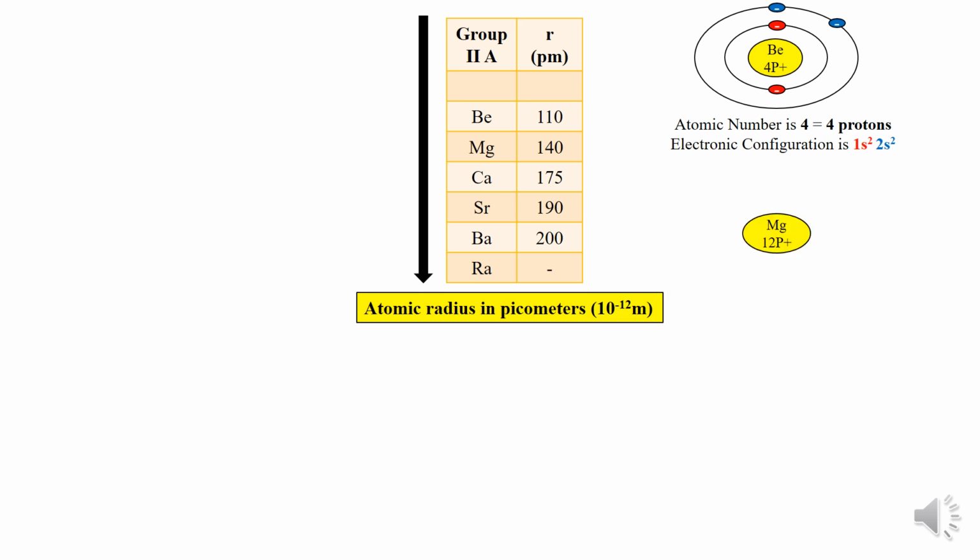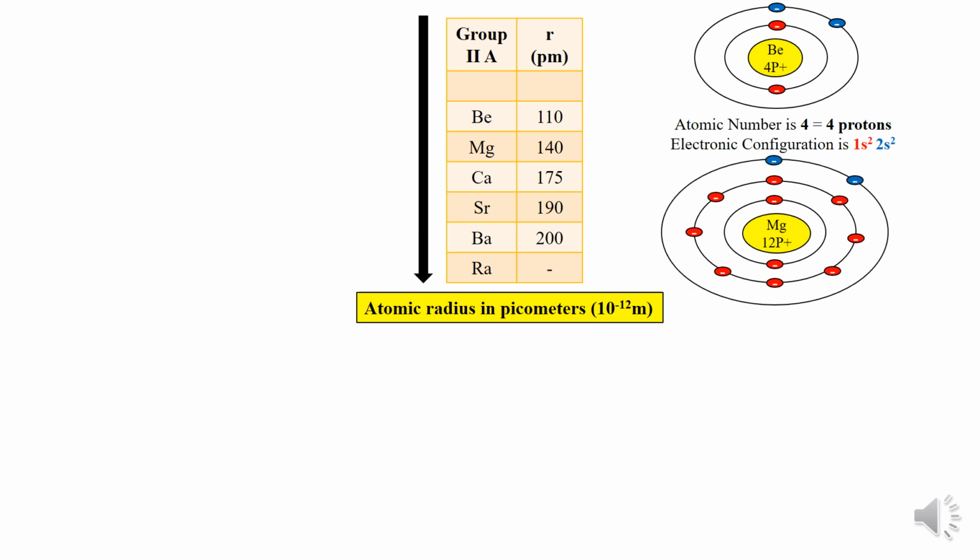Magnesium has 12 protons in the nucleus. It has 2 electrons in the first shell, 8 electrons in the second shell and 2 valence electrons in the outermost valence shell, that is the third shell. Atomic number is 12 with 12 protons. Electronic configuration is 1s2, 2s2, 2p6, 3s2.